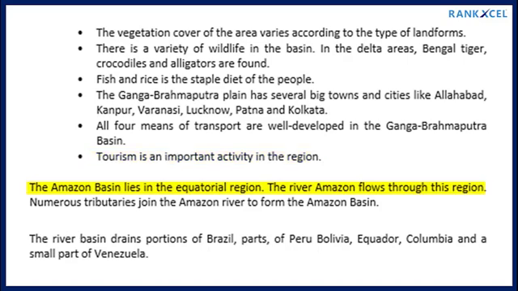The Amazon Basin lies in the equatorial region. The river Amazon flows through this region. Numerous tributaries join the Amazon River to form the Amazon Basin. The river basin drains portions of Brazil, parts of Peru, Bolivia, Ecuador, Colombia and a small part of Venezuela.